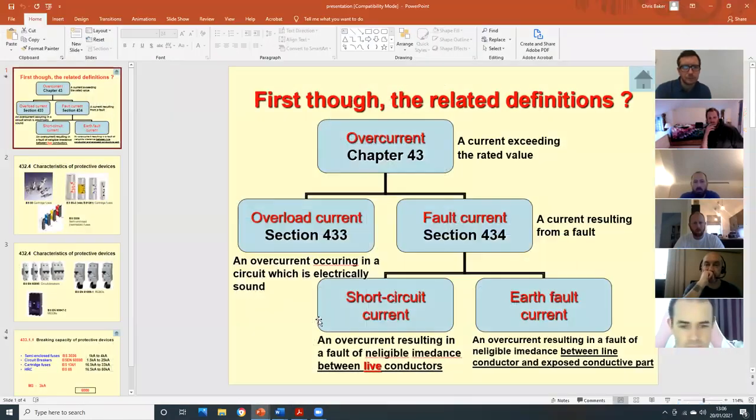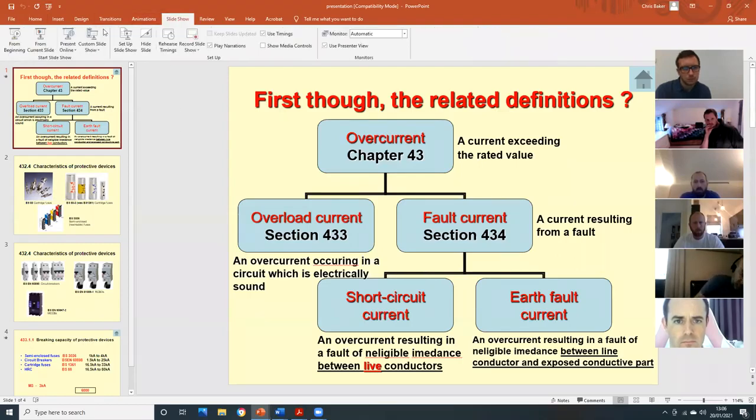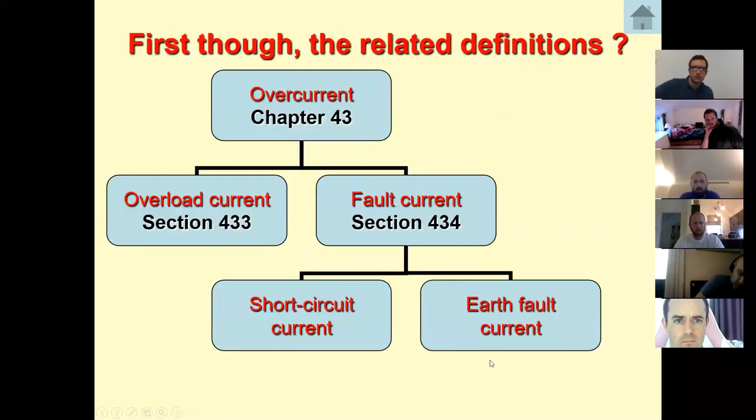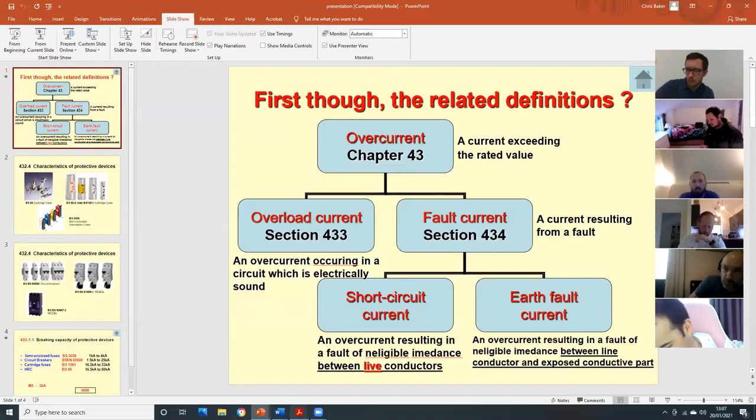Okay, the first thing I want to have a look at, and again, exam questions come up on this particular topic. Let me blow that slide up a minute. Overcurrent. Okay, the definition of overcurrent. It asks you for it in your workbook. And it's found quite simply in the regs book. You can actually Google it and find it. But it has a very, very short, simple definition.